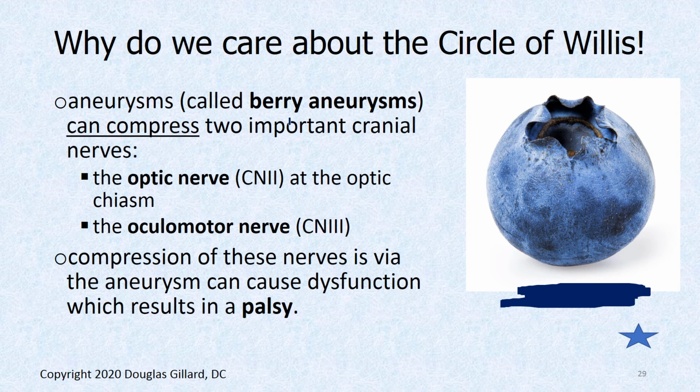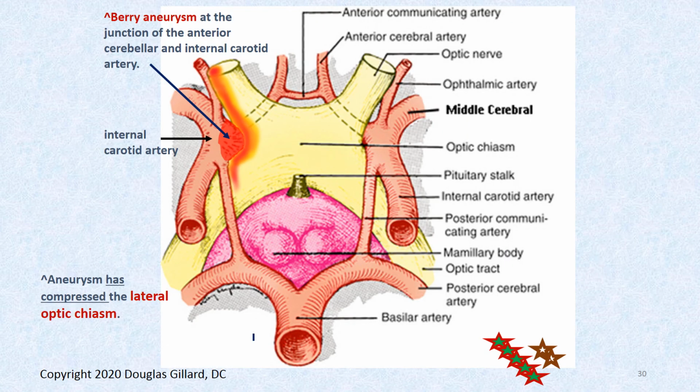Why else do we care about them? As I said, they can compress the optic nerve at the optic chiasma. They can compress the oculomotor nerve, and you can get dysfunction of these nerves. Anytime you have an injury to a cranial nerve, the condition is called a palsy, like Bell's palsy. You've probably heard of this problem with cranial nerve 7. But you get a palsy from this.